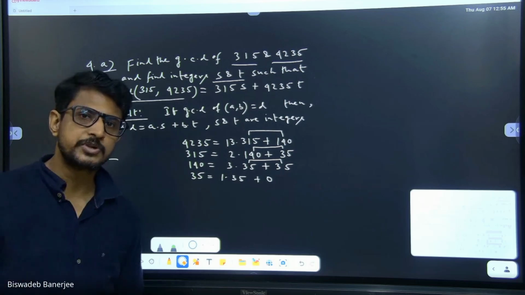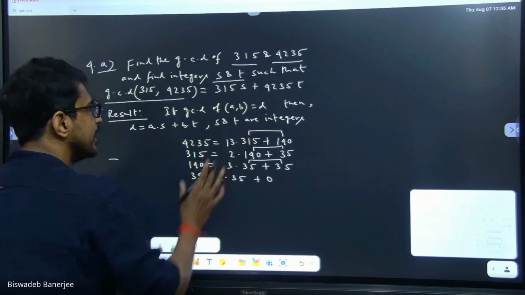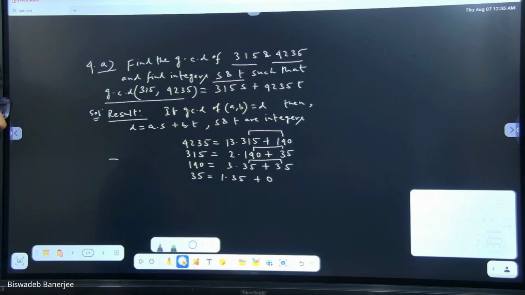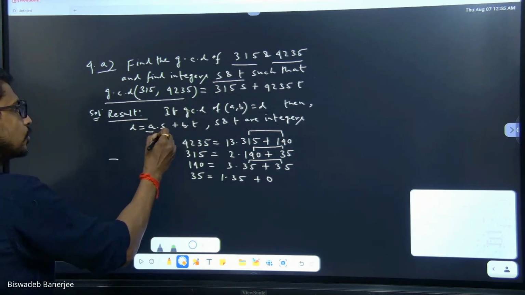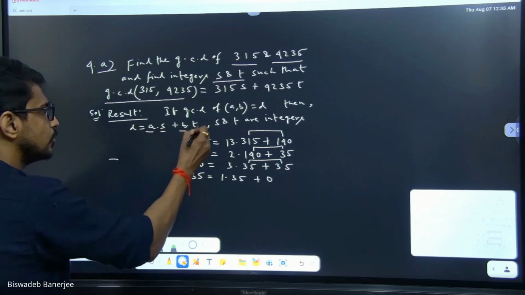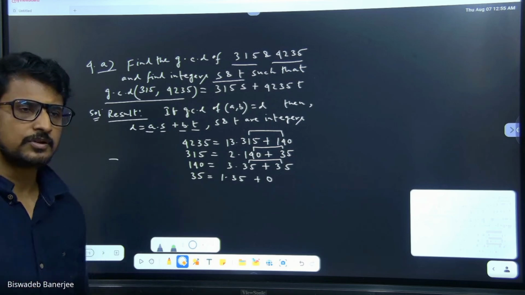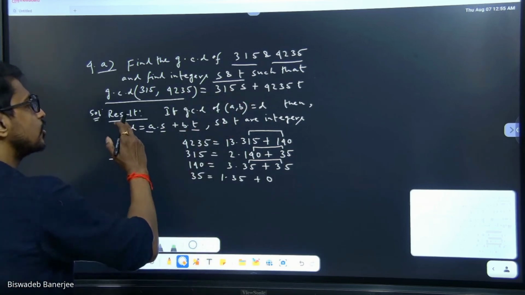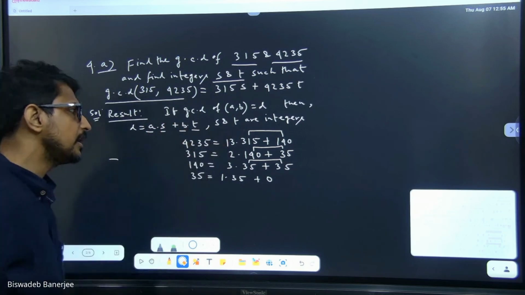At first, go to the objective part. Actually, there is a result. If GCD of A and B is equal to some D, in that case, how can we write this? The answer is we can write D as A into some integer plus B into another integer. This is an important result from GCD. If the GCD is D, then D can be written as A into some integer plus B into another integer, that is, integers.